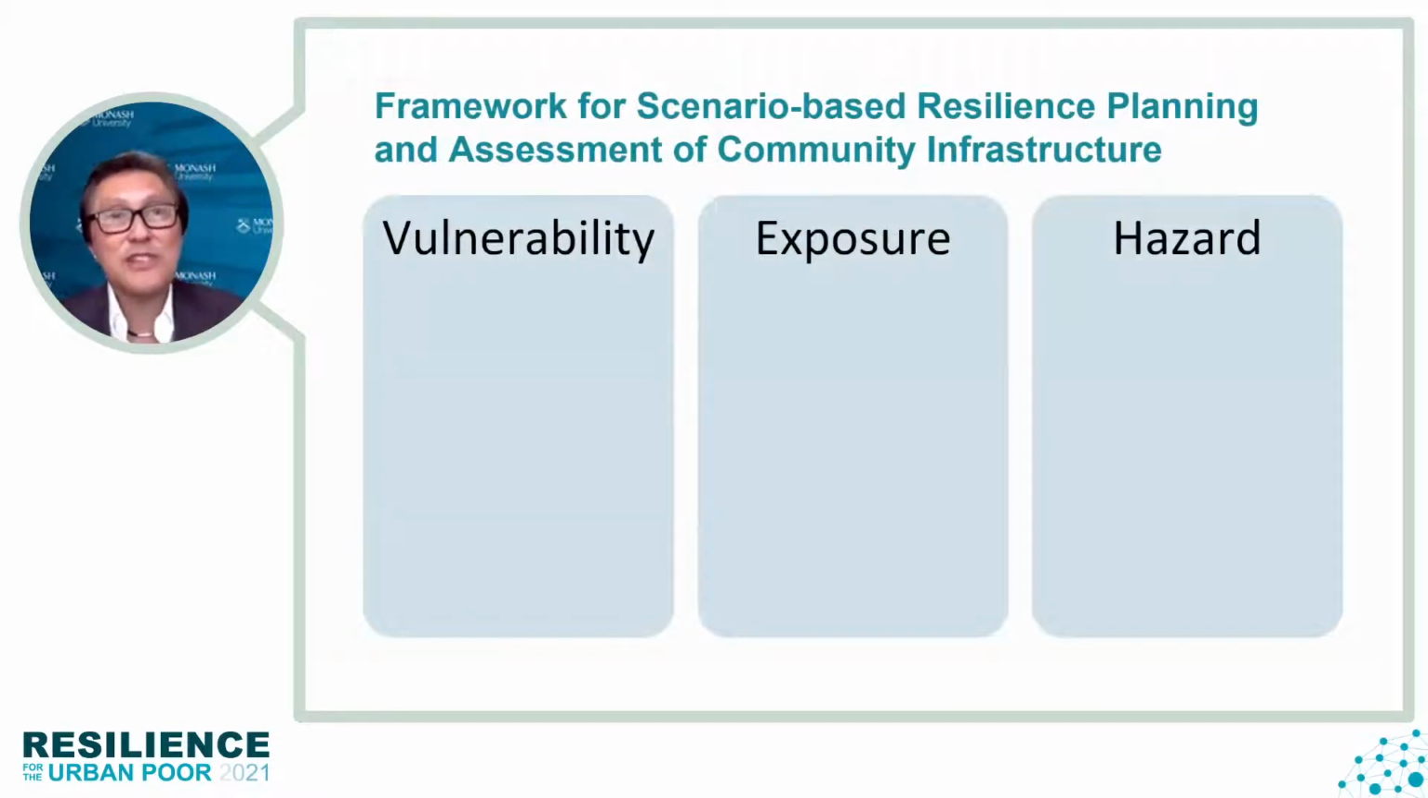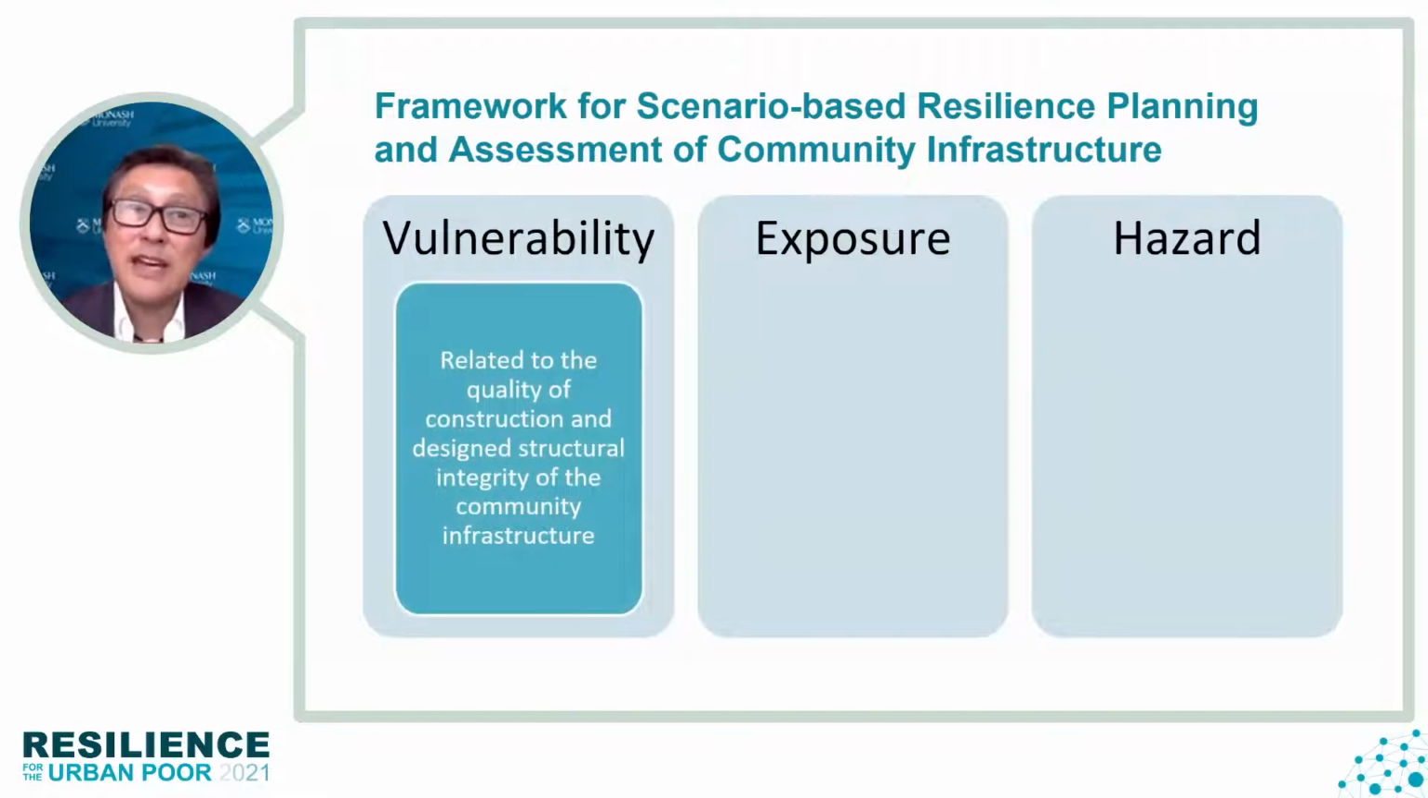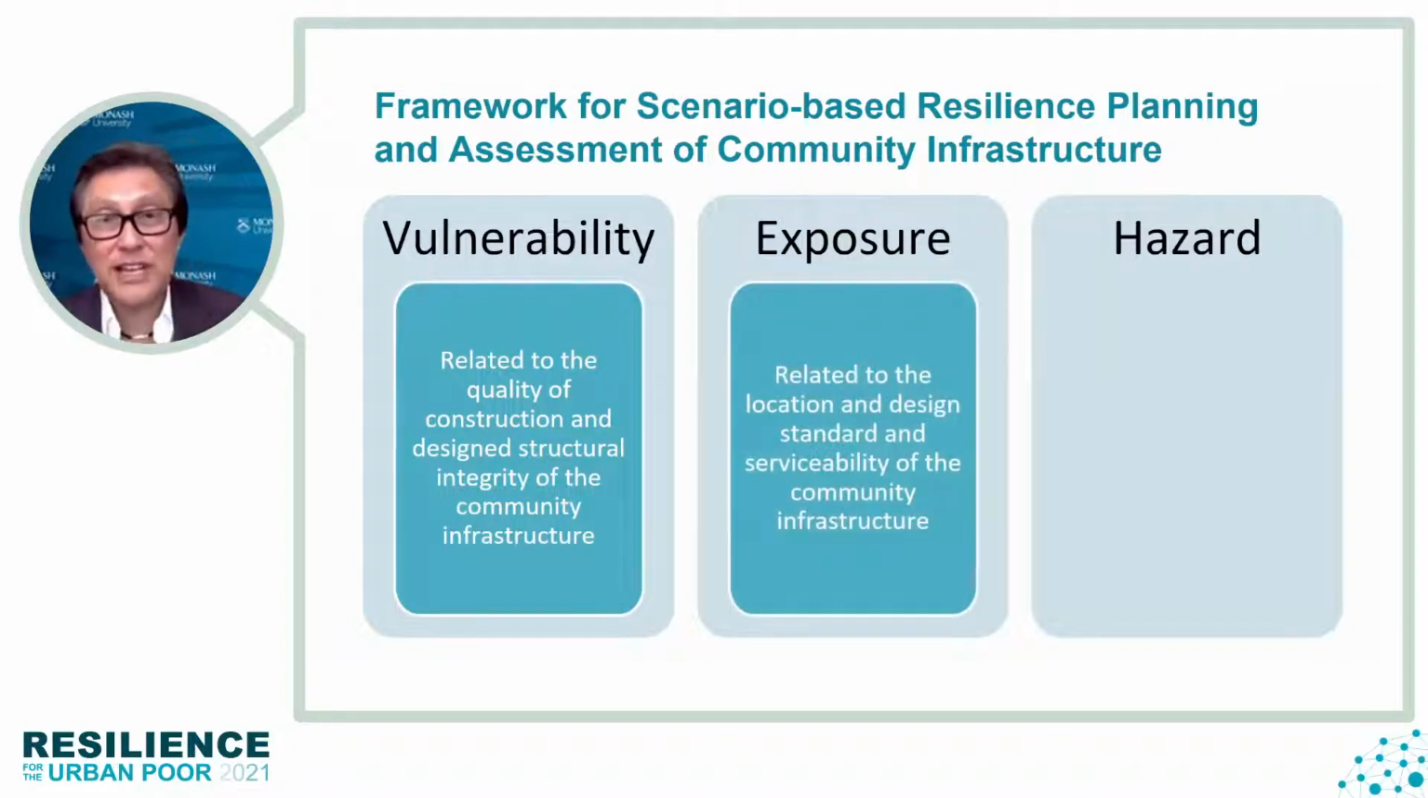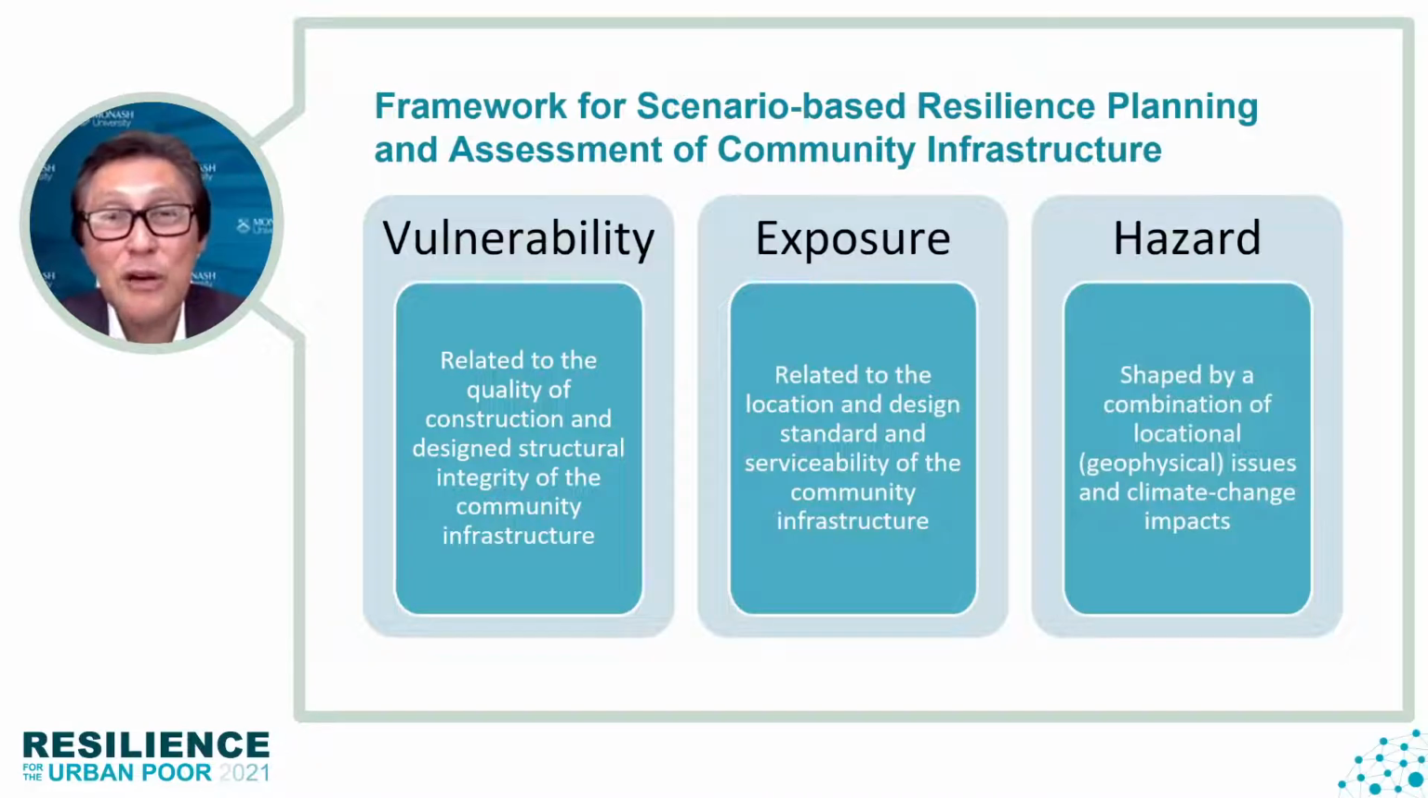And again, when we look at community infrastructure, we could use the same structure and framework of vulnerability, exposure, and hazards. The vulnerability of community infrastructure to the hazards may be related to the quality of construction, perhaps the design structural integrity of those infrastructure. The exposure, of course, is related to where that infrastructure is located, but it is also related to the design standards and the serviceability requirements of that infrastructure. And of course, there's not much that we can actually do about hazards other than to understand what influence those hazards have and how we design to accommodate and mitigate those hazards.